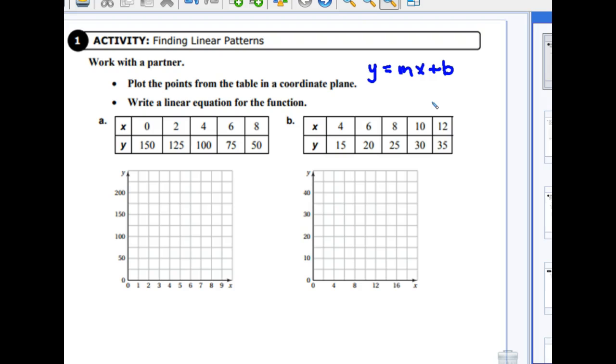Okay, so we have a bunch of points here, right? There are different ways of coming up with this. One of the easiest ways is when you have a table with information.